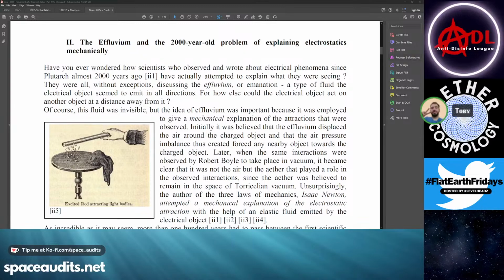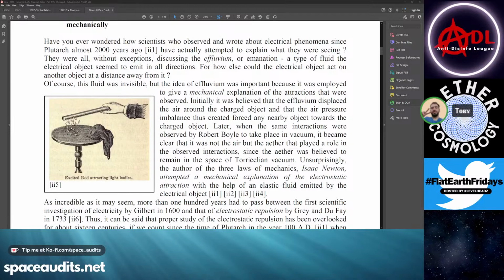So the effluvium and the 2,000-year-old problem of explaining electrostatics mechanically. Have you ever wondered how scientists who observed and wrote about electrical phenomena since Plutarch almost 2,000 years ago have actually attempted to explain what they are seeing? They were all, without exceptions, discussing the effluvium or emanation, a type of fluid the electrical objects seem to emit in all directions. For how else could the electrical object act on another object at a distance away from it? Of course, this fluid was invisible, but the idea of effluvium was important because it was employed to give a mechanical explanation of the attractions that were observed.